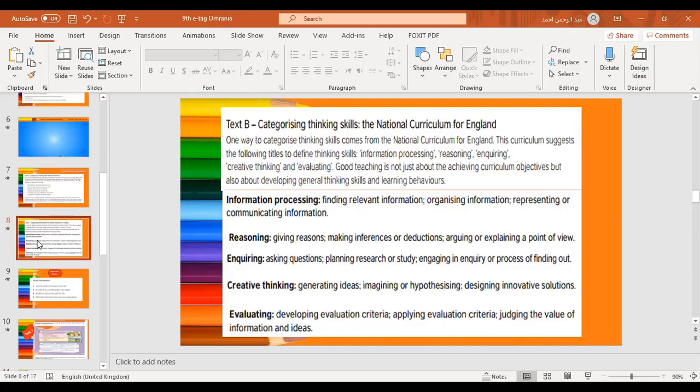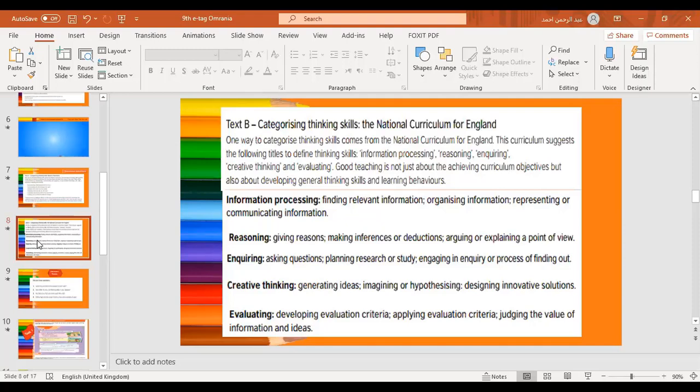The next level is reasoning, which means giving reasons, making inferences or deductions, arguing or explaining a point of view. The next is inquiring, asking questions. Here is a kind of brainstorming, planning research or study, engaging in inquiry or the process of finding out. You would like to find out some information related to what you have already seen or been taught.